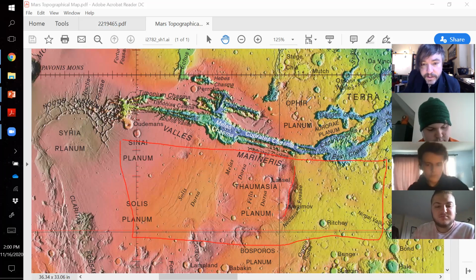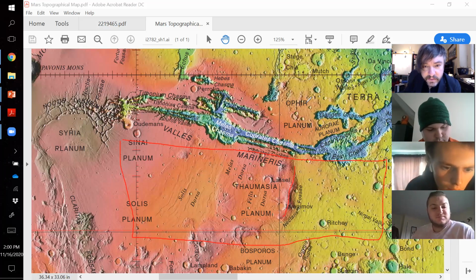Very good. Now we're supposed to estimate what its longitude is. So the longitude, if we go from here.